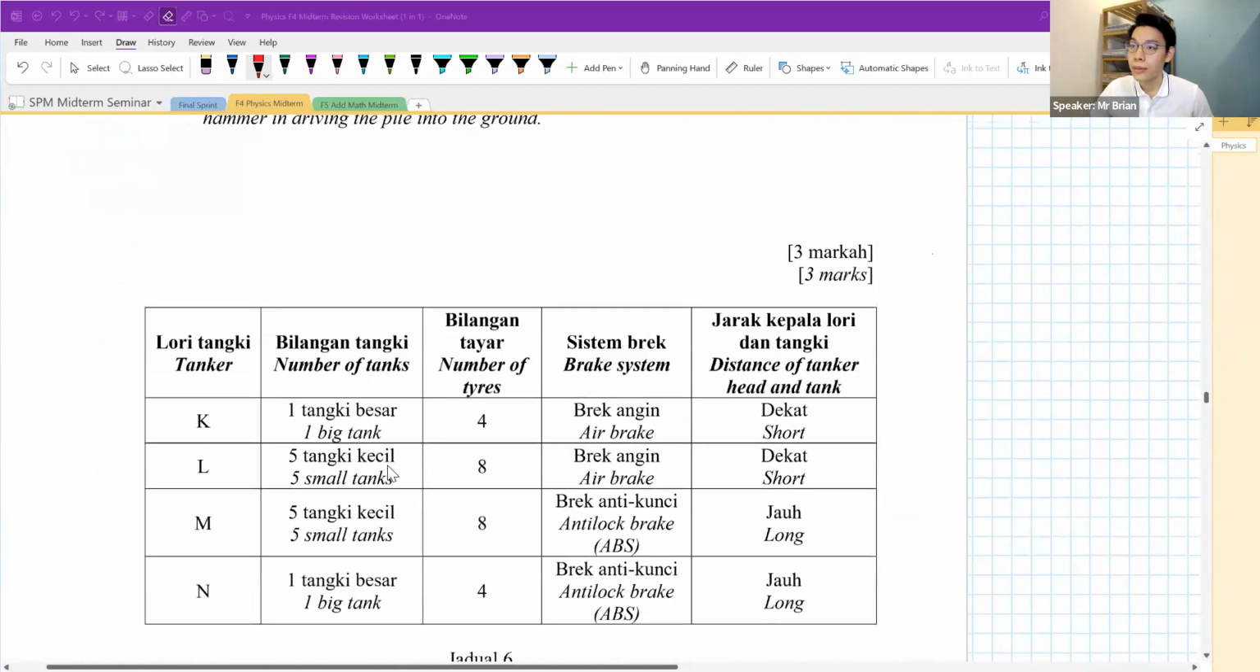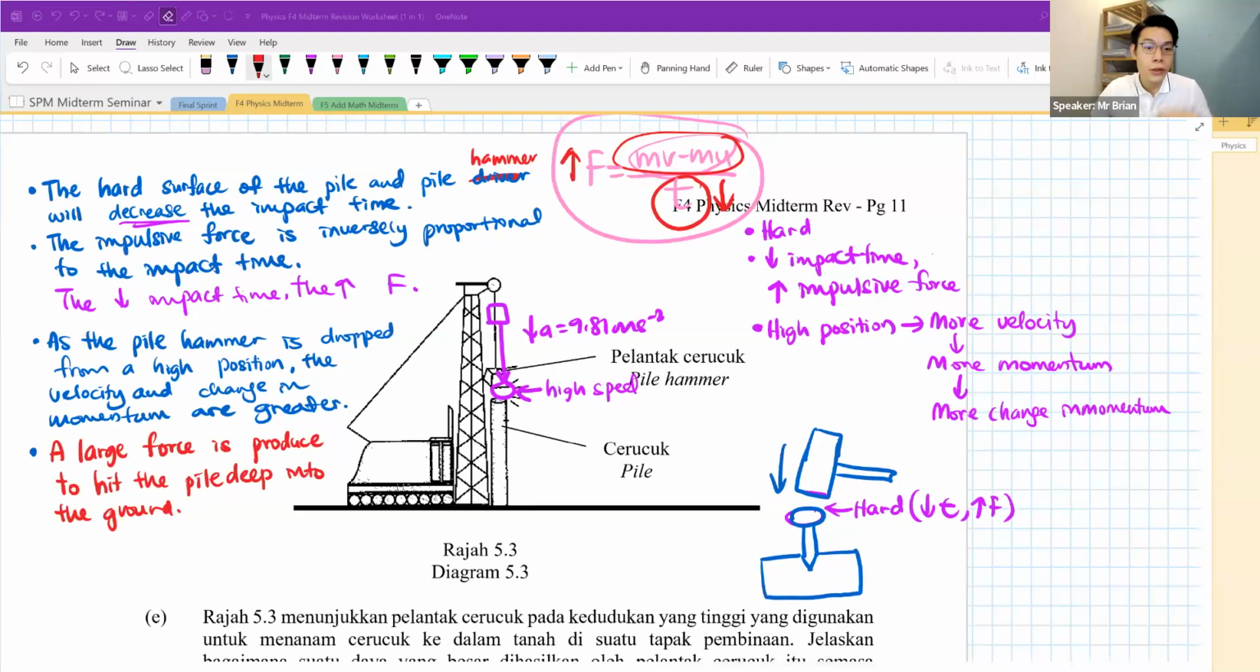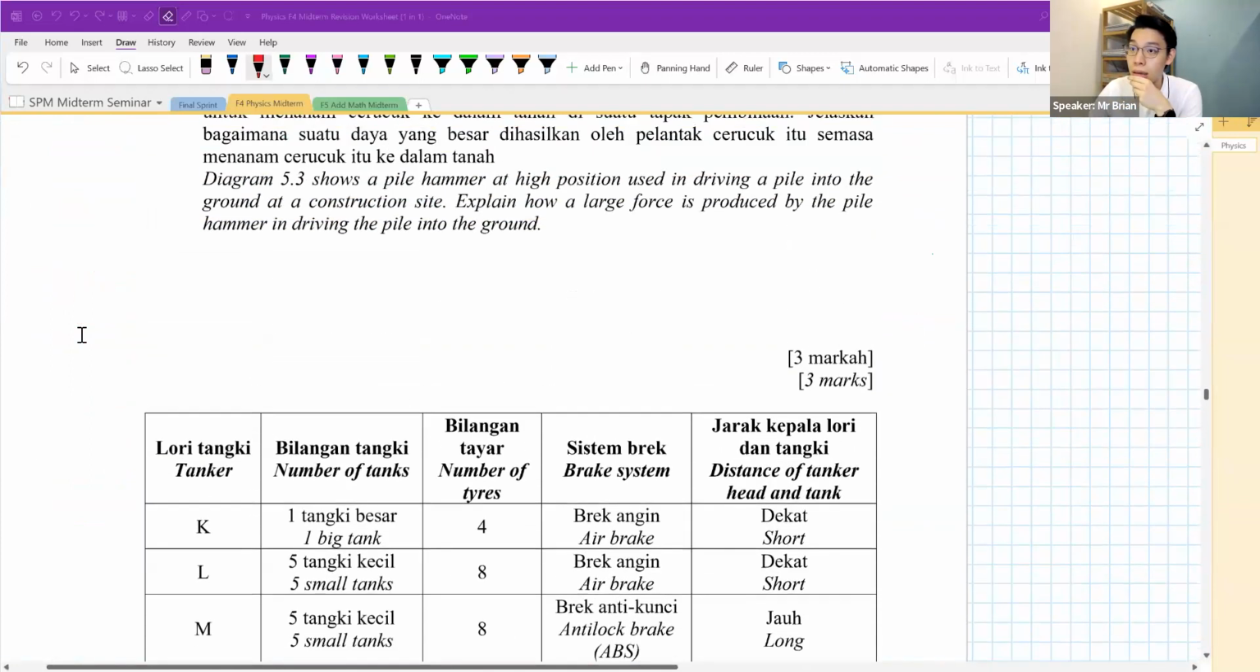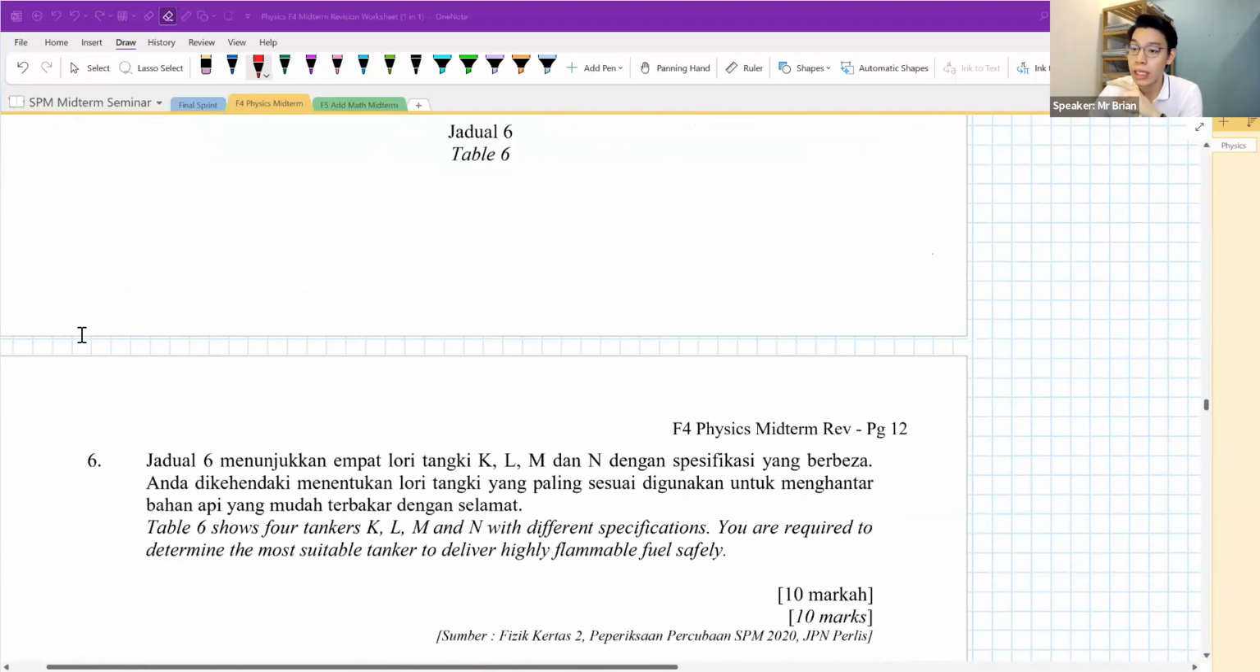So for the next part, the question is here, down here. You have 4 tankers, K, L, M, N, with different specifications. You are required to determine the most suitable tanker to deliver highly flammable fuel safely.